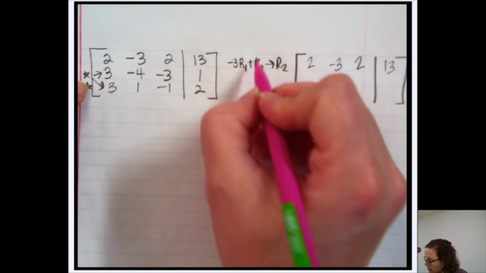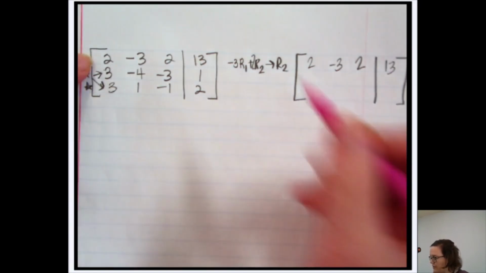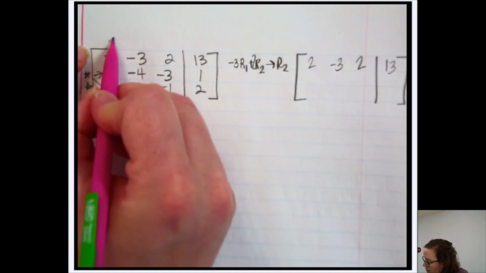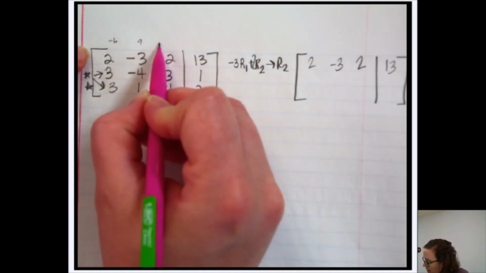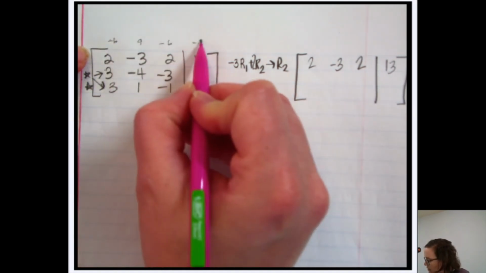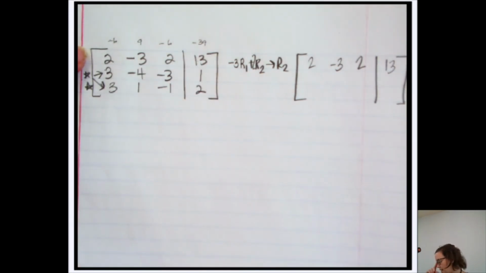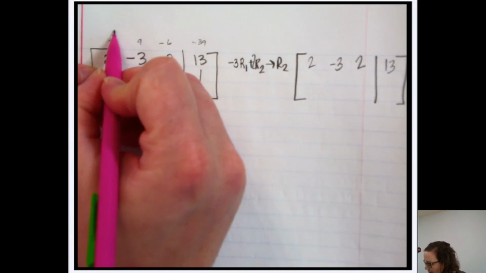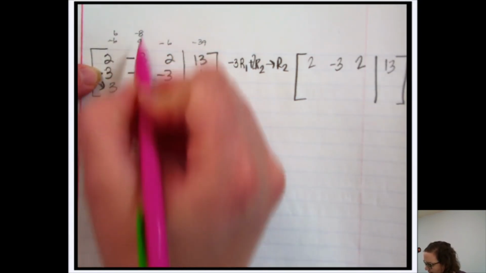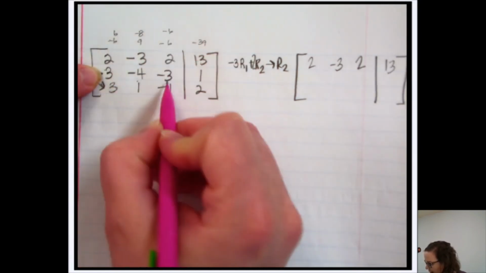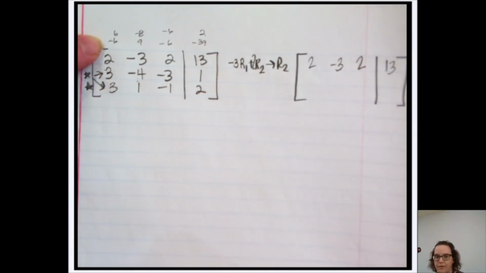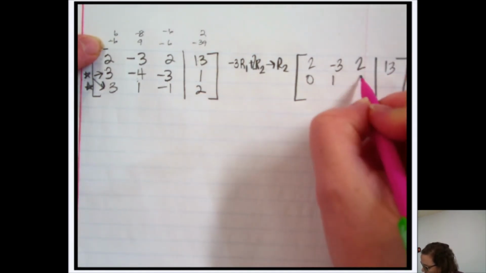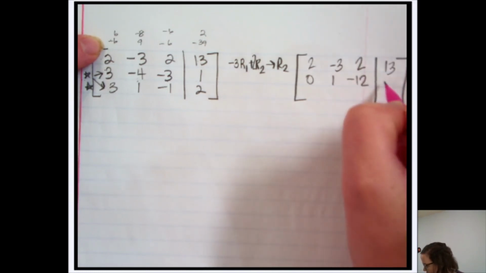And then we're going, oops, that has to be 2 times row 2. Okay, so this is -6 and +9 and -6 and -39 because I multiplied by a -3. And then here I want to multiply by 2, so that's a 6, a -8, a -6, and a 2. So if I put those together, I get 0, 1, -12, -37.